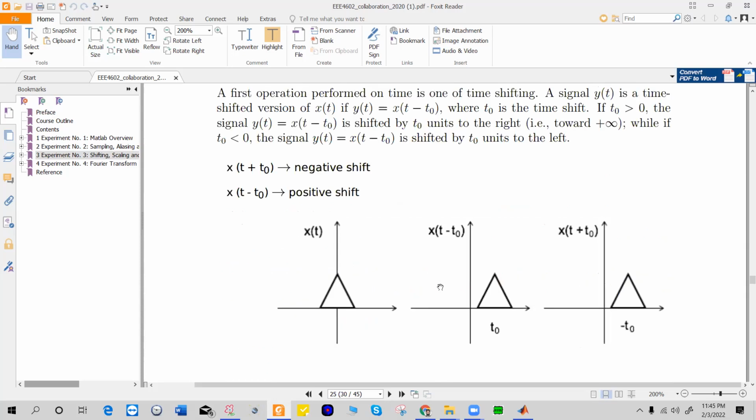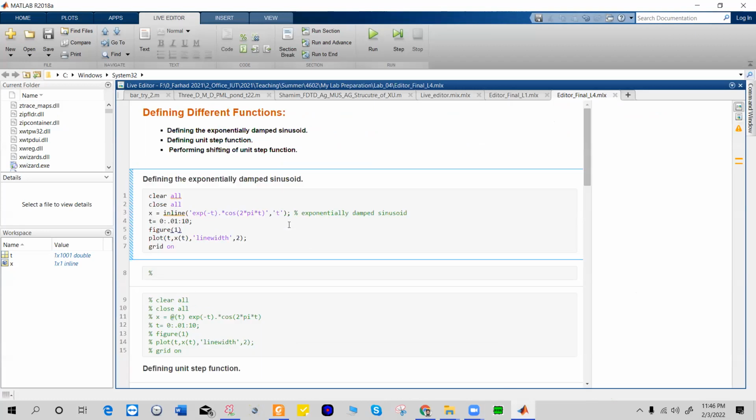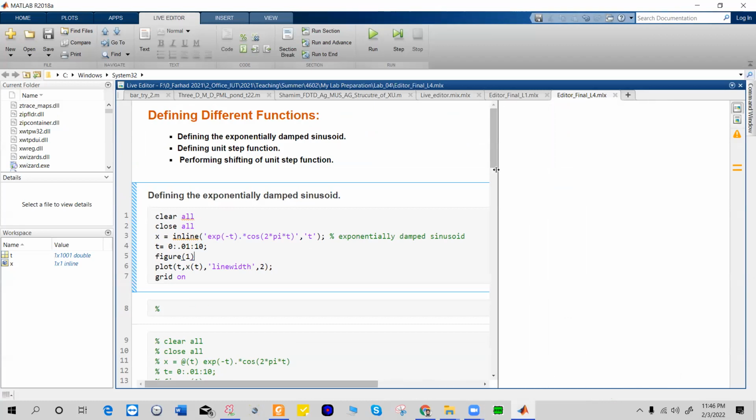Okay, so as we have seen, to perform these properties, at first we need to define a signal, or at least we need to have a signal x of t. So in the coding part, first we will see how we can define a signal, and then we will verify these three properties. Okay. So this is the editor. There is live editor. You are already familiar with live editor, right? So let me enlarge the font.